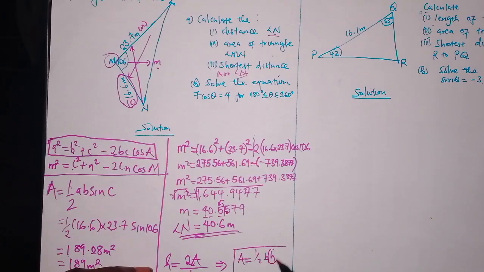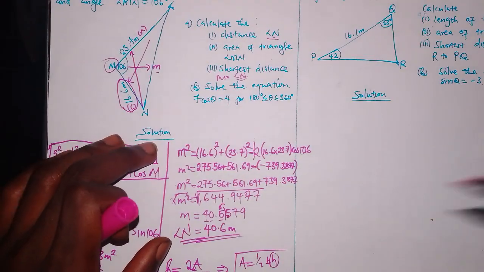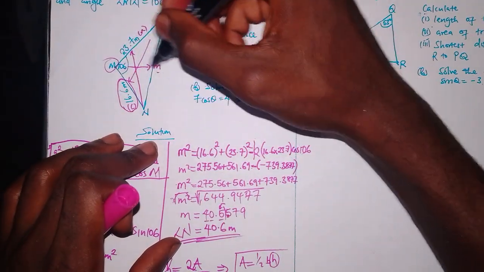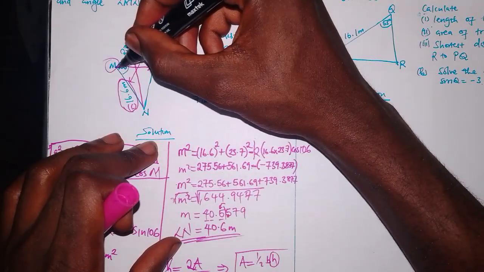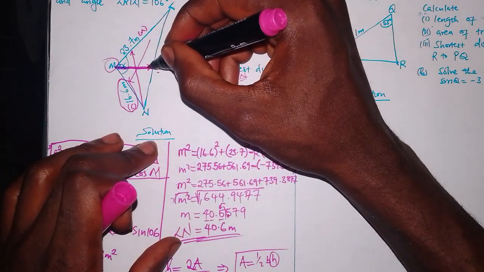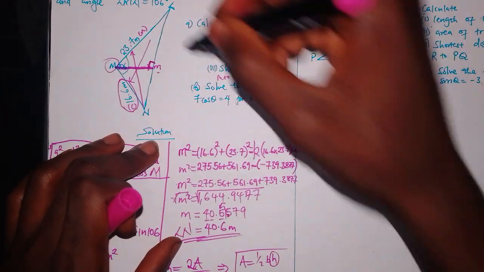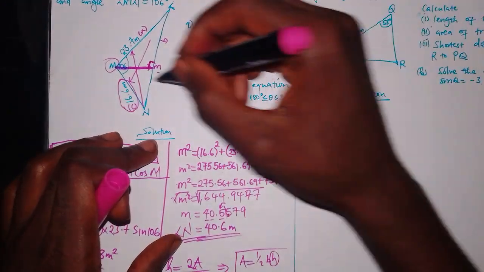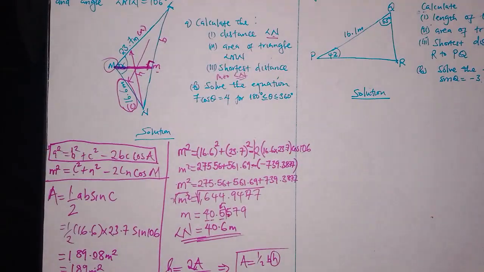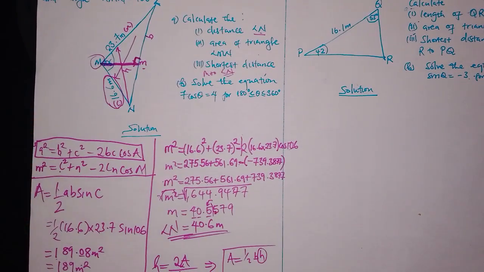So we are making the height the subject of the formula, because if we say the shortest distance from M to LN, we are going to draw a line here. Once we draw a line here, we are going to form what is known as a right angled triangle, which means this is our base and this is our height. So that's why we use H to represent the shortest distance.